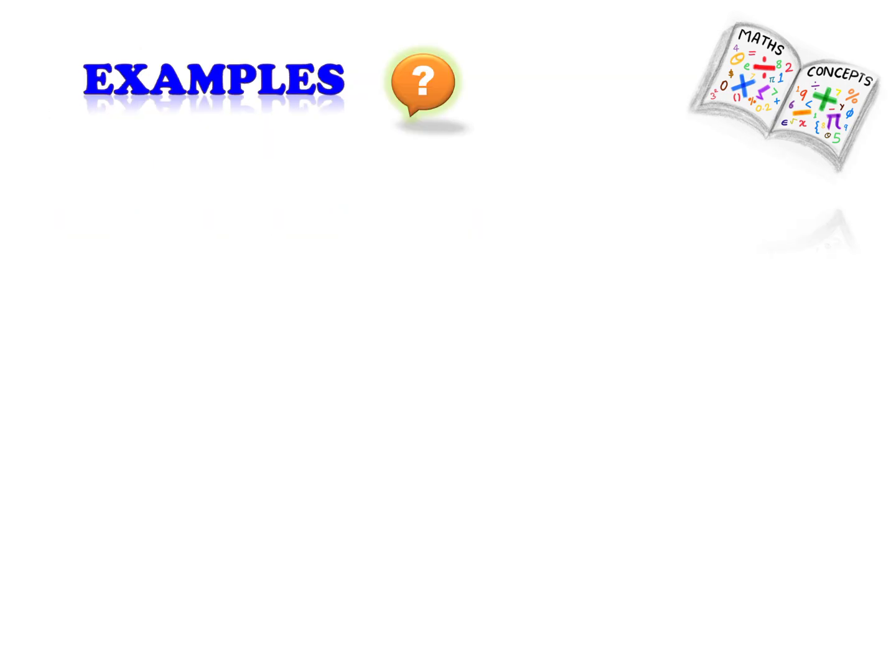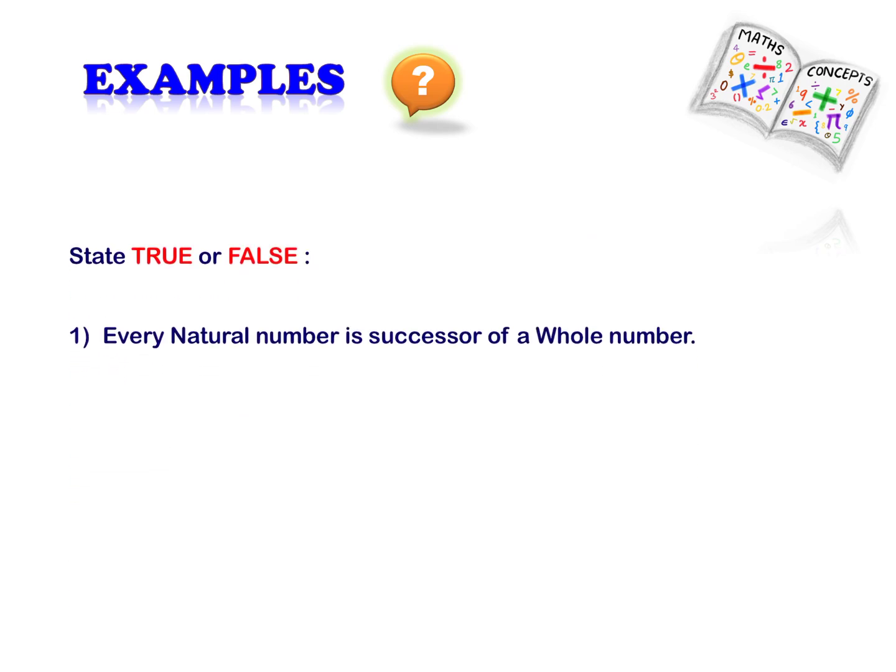Okay, so this was about fundamentals of whole numbers, all basics about whole numbers. Let's solve few conceptual problems for whole numbers. State true or false. Every natural number is successor of a whole number. Is this true or false? It is true. Why? Let's see.